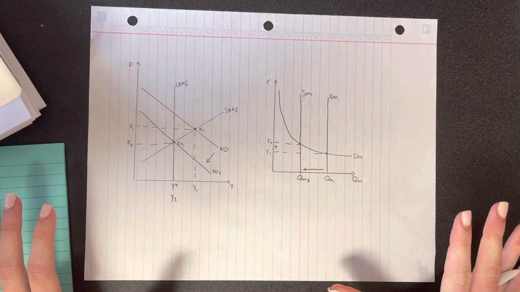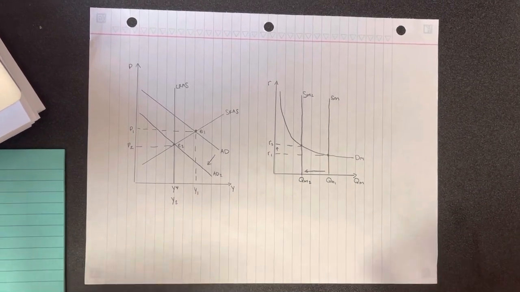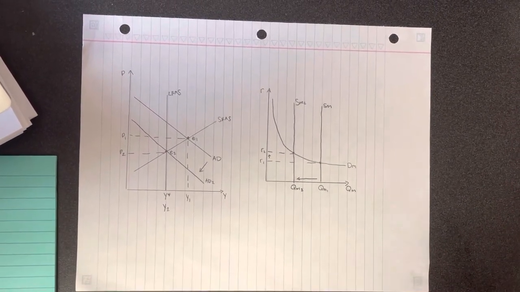So this is how we show contractionary policy with our aggregate demand aggregate supply model and our liquidity preference model.